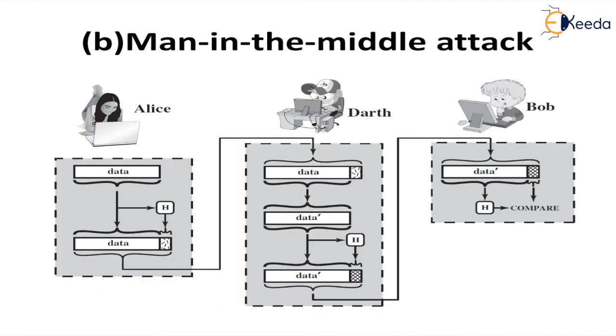Second is the man in the middle attack. In this case, Darth, which is a mediator or attacker, is changing the data along with the hash function. Here the data is modified to data dash, which is again added with an additional hash function, and the total data is modified and sent to Bob. Later on, Bob comes to know that the data is not the original data, it is data dash, something which is different than the original data set.